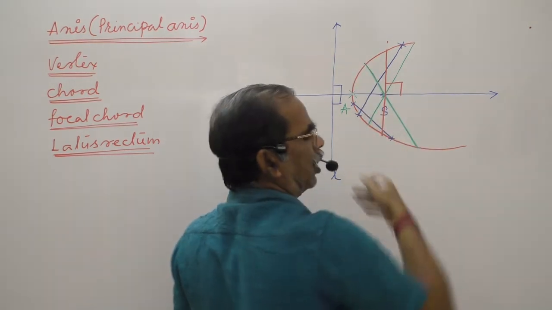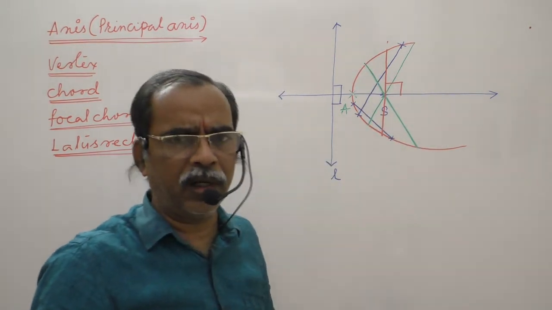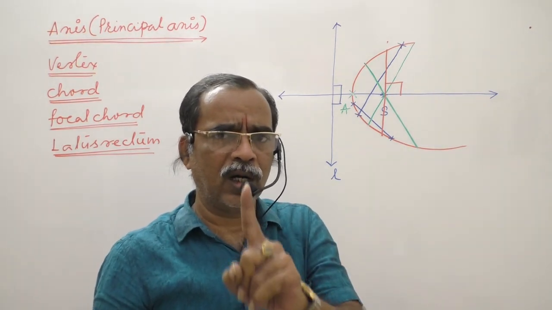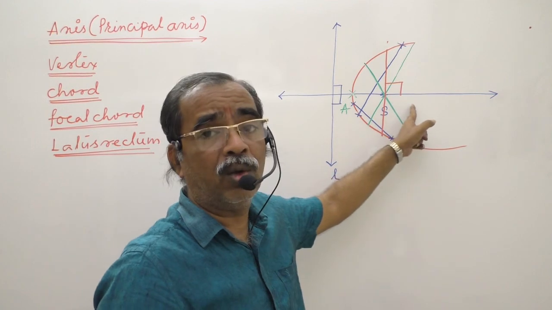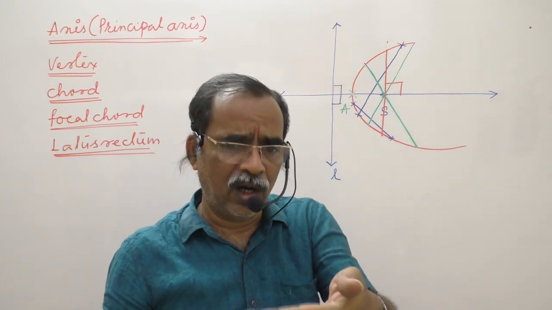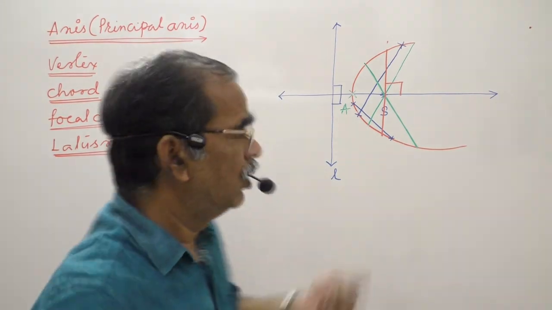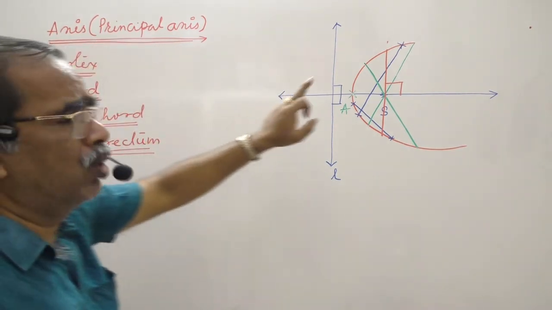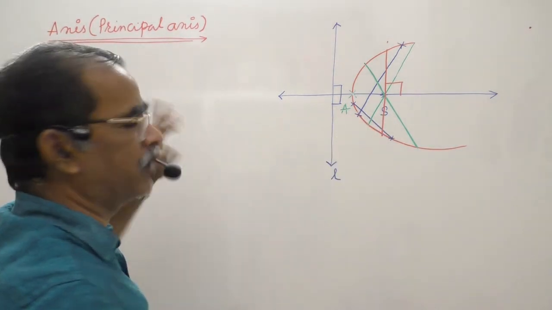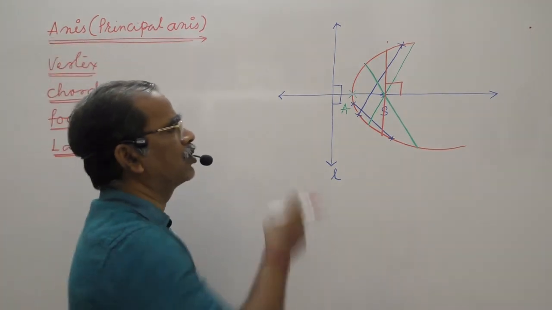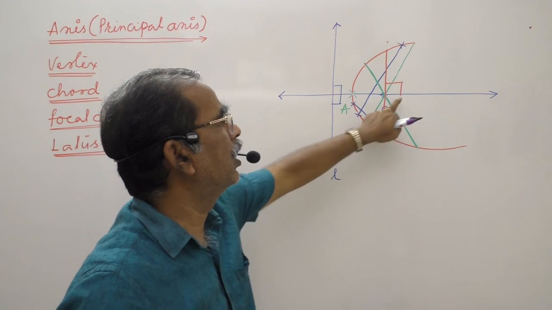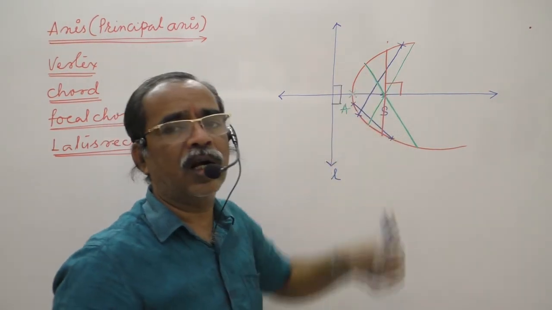These are all focal chords. How many focal chords will be there? Infinite number. Among all those, one chord will be perpendicular to the axis. What is the axis? This line is the axis. I said order is important. Firstly, axis. You should know the axis well. Then vertex, etc. Order is important. So what is a latus rectum? It is a focal chord perpendicular to the axis. This is the latus rectum.